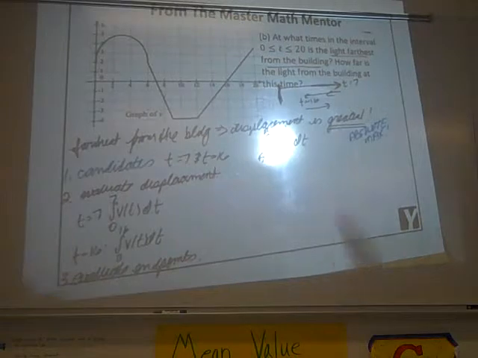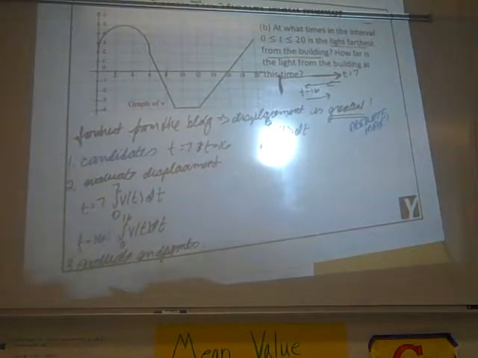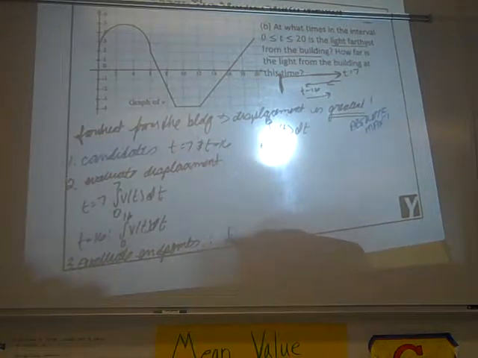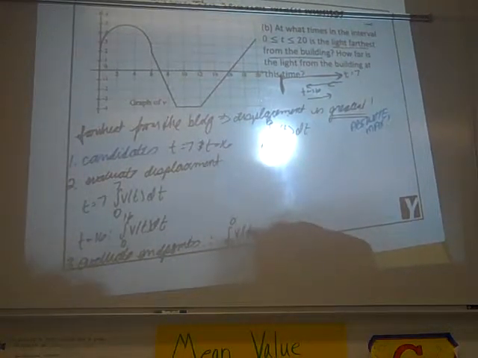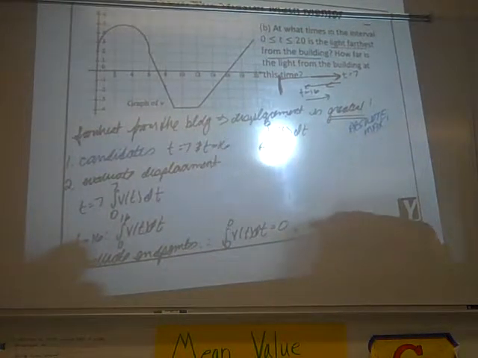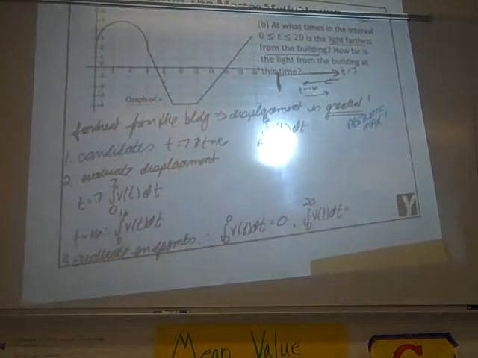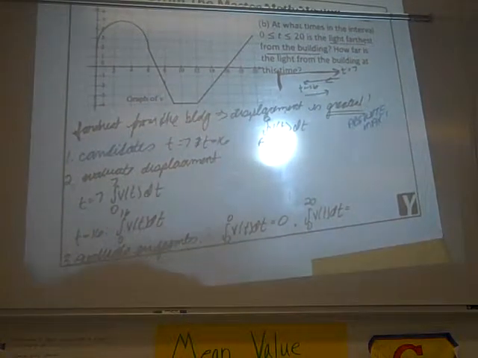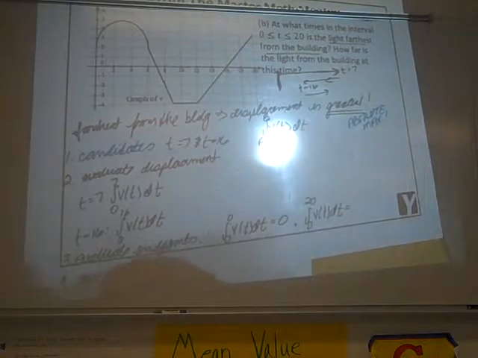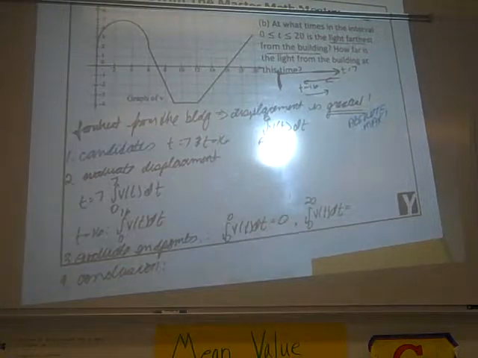Okay, the endpoints for the interval they're interested in are 0 and 20. So I'm going to need to find the displacement from 0 to 0, the integral of v of t dt. Well, that's equal to 0. And I'm going to need to evaluate my displacement from 0 to 20, the integral of v of t dt. Some work is going to need to be done there. And then finally, I'm going to need my conclusion. We're going to have to write a sentence that answers their question.